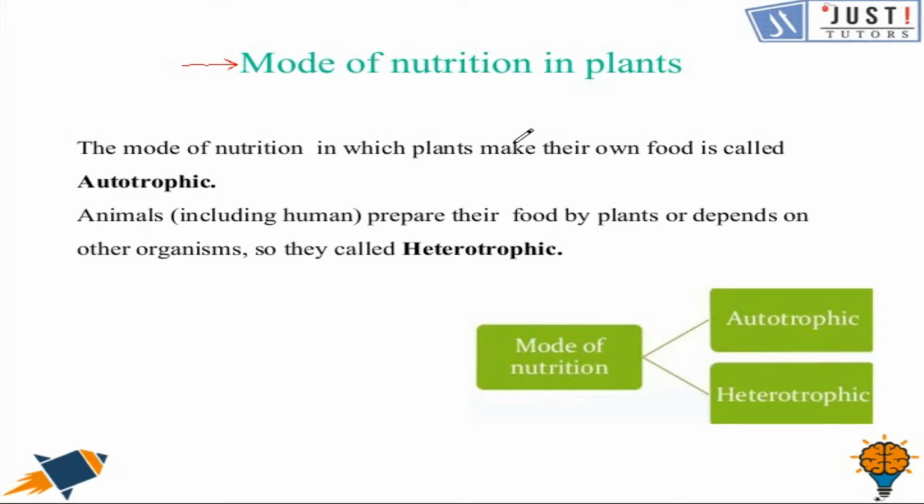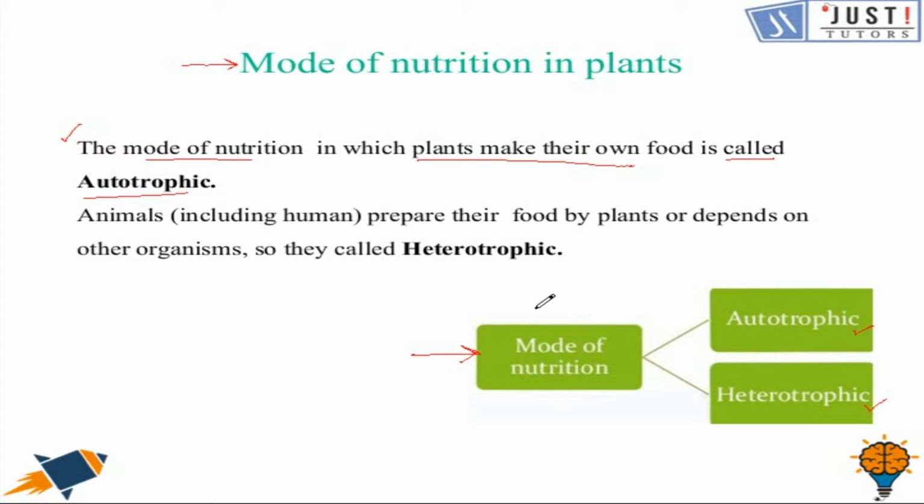The first is autotrophic and the second is heterotrophic. You may see here in this picture the modes of nutrition. The mode of nutrition in which plants make their own food is called autotrophic. It means organisms which prepare their food by themselves are known as autotrophic. And in this whole world, only plants are the organisms which prepare their own food by themselves. So they are the only creatures which are autotrophic.